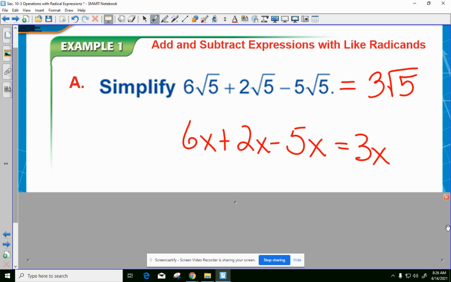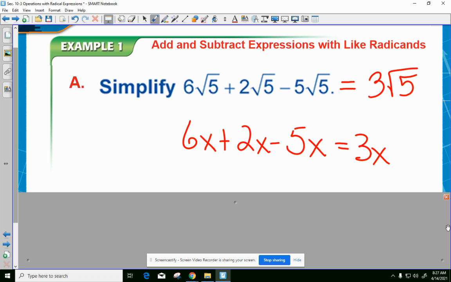How'd you do that in your head? Or did you just know the answer? Because I know how to add 6 plus 2 and take away 5. But why do I keep the square root of 5? Yeah. The exact same reason that I kept the x when you added these three together.